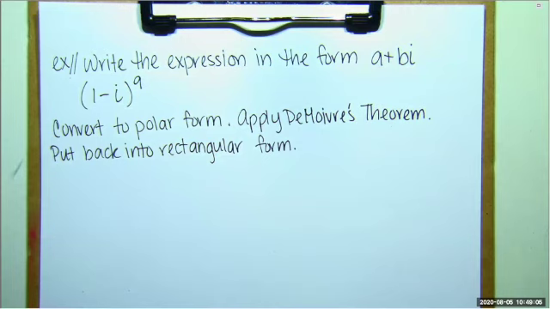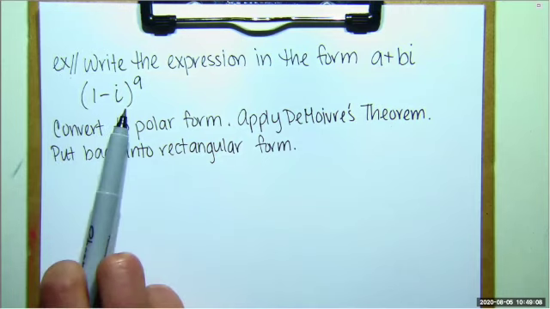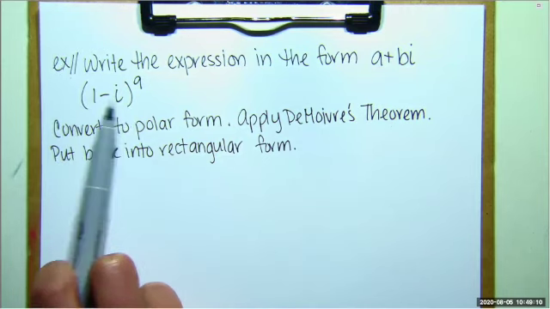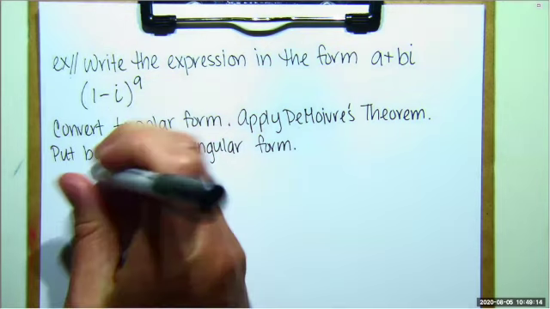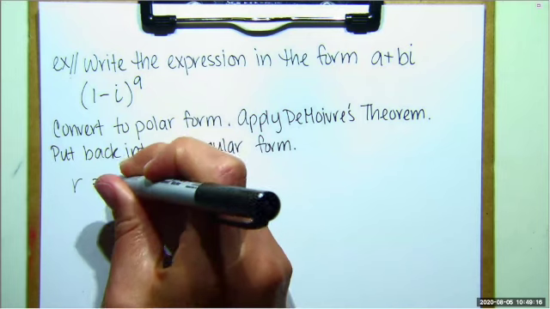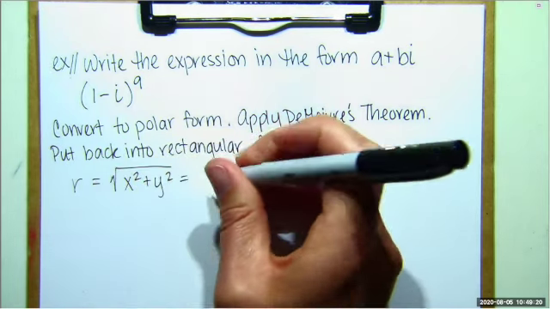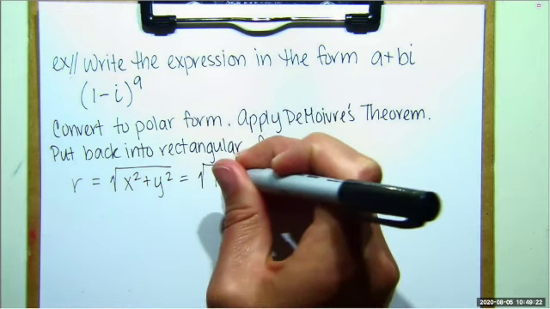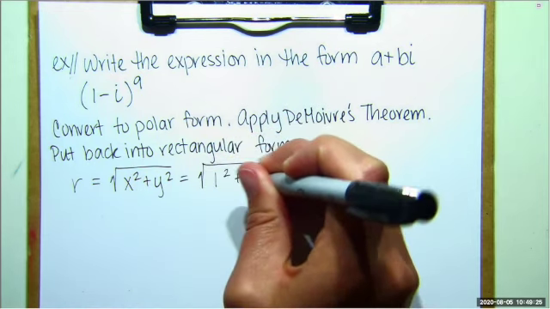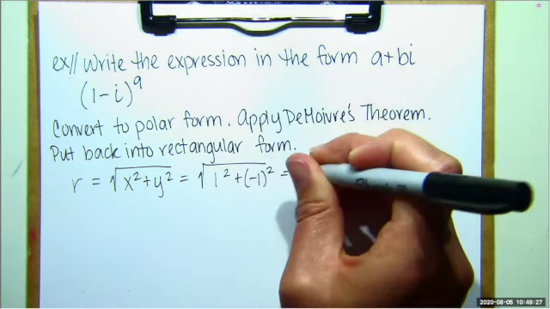I'd be really impressed. Okay, so the first thing I'm going to do is convert this to polar form. So here x is 1 and y is -1. So in polar form, we need to come up with r. r is the square root of x squared plus y squared. So we have the square root of 1 squared plus (-1) squared, which is square root 2.